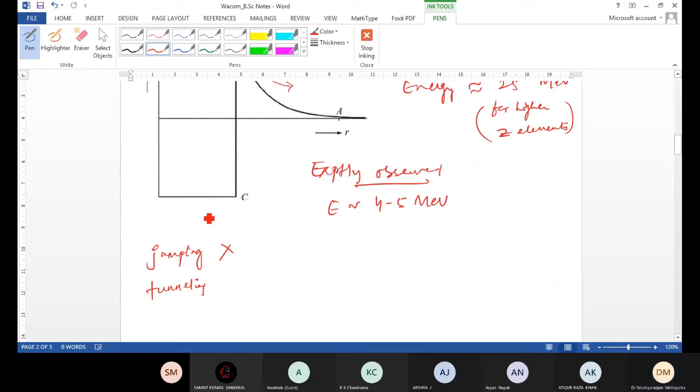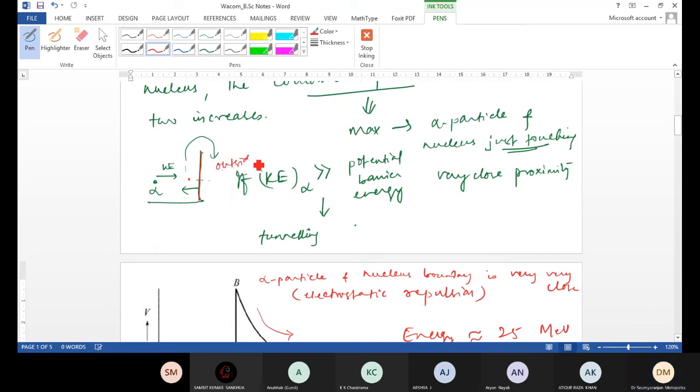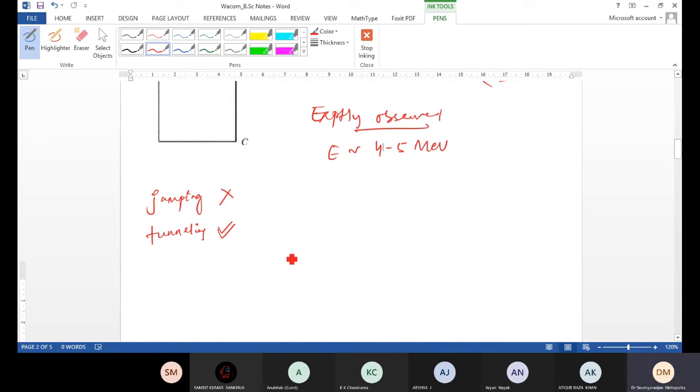Am I audible to all? Yes, sir. So tunneling is the only way to have this. That process is called quantum mechanical tunneling. Did you understand now? Yes or no? Yes, sir. So there is a small probability that such particles from the interior can be found outside the nucleus. This is outside the nucleus, and this is inside. So there is a very small probability that the alpha particle can be found outside the nucleus, and it is only possible through quantum mechanical tunneling. So that is why this is called tunneling, or quantum mechanical tunneling.